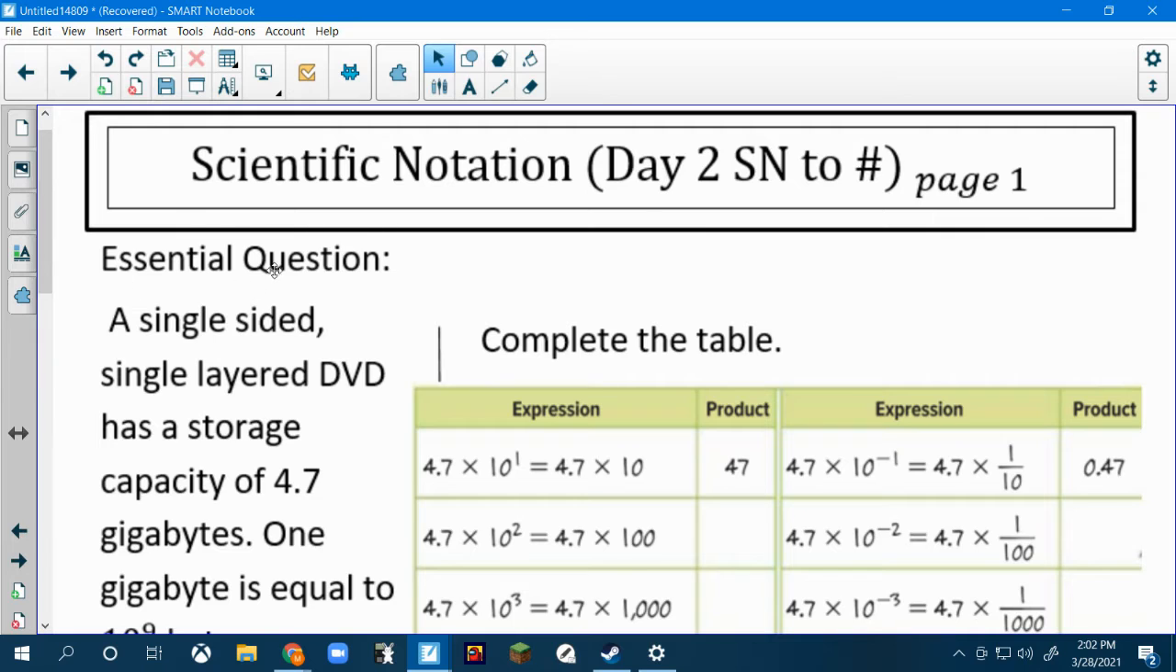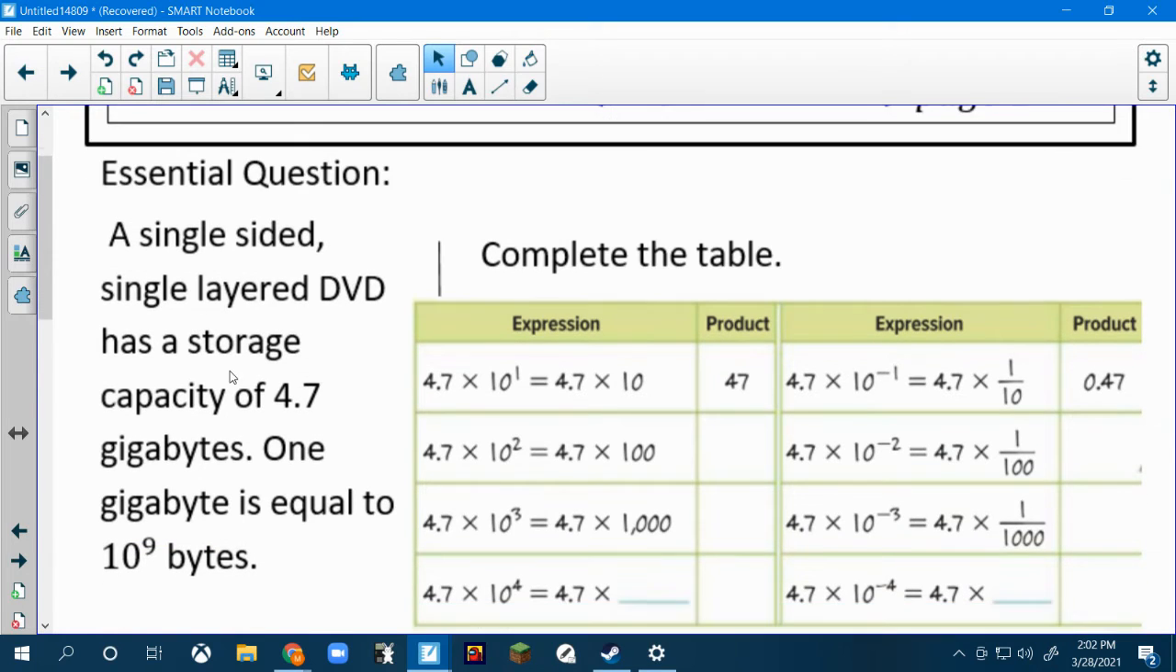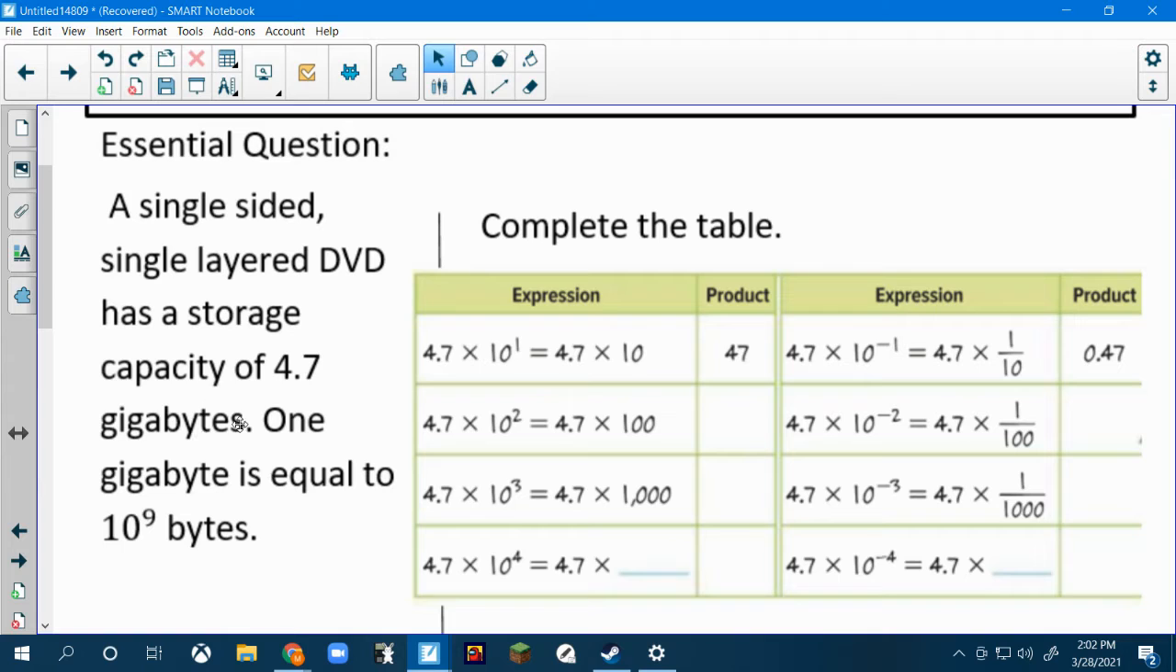First thing here, a single-sided, single-layer DVD has storage capacity of 4.7 gigabytes. 1 gigabyte is equal to 10 to the 9th bytes. So we're just going to go through this table really quick and put some things into it and figure out what these answers may be. If you have time and you want to try to practice it on your own, I would suggest pausing the video here first, trying to fill out that table, and then unpausing the video and coming back. Okay, welcome back.